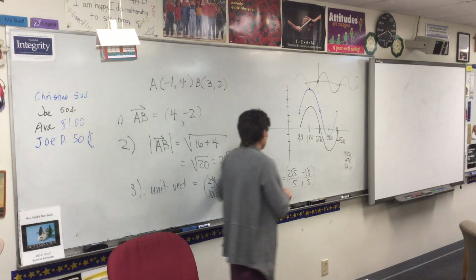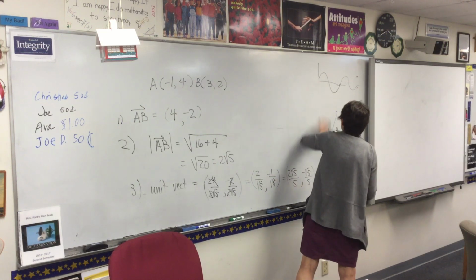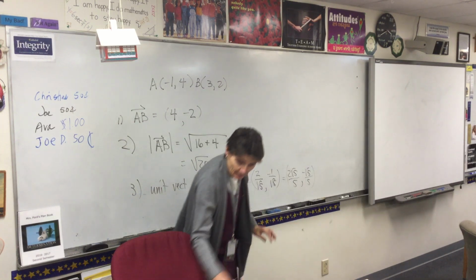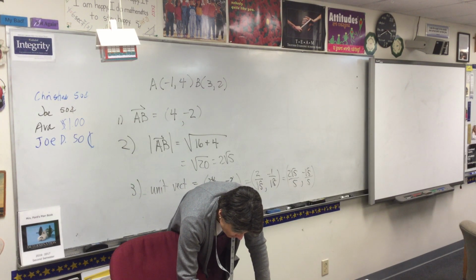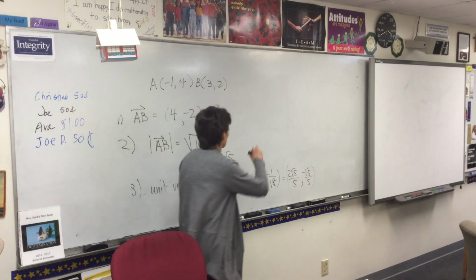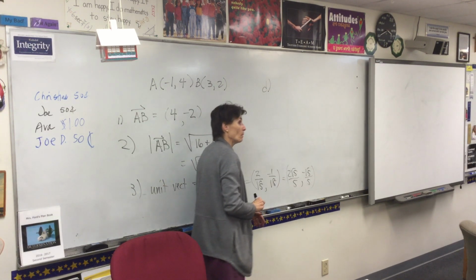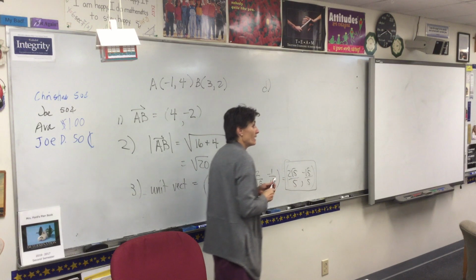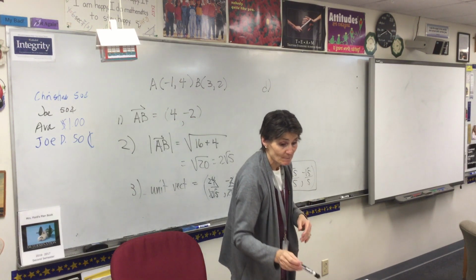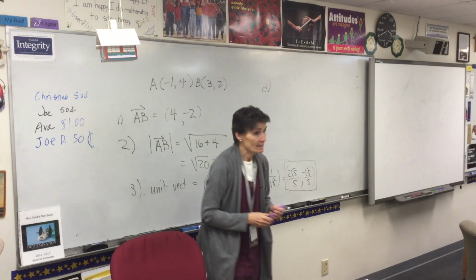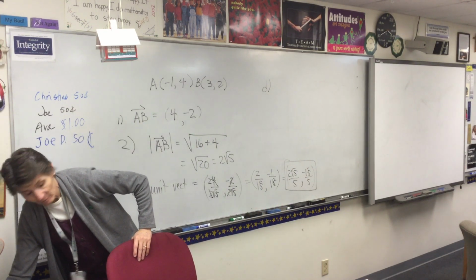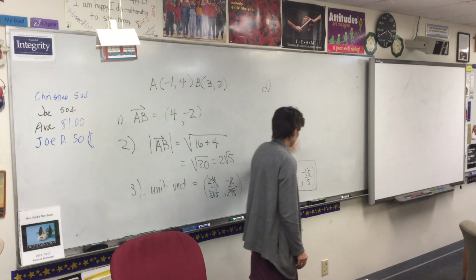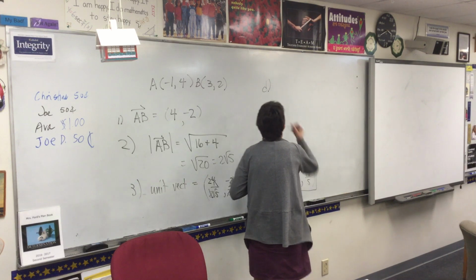Now the next question says, find a vector in the same direction that has a length of 4. Now, this is super simple. Here is your unit vector. Guys, the definition of unit vector is its magnitude is 1. So the length of this vector is 1. I want a vector whose magnitude is 4.